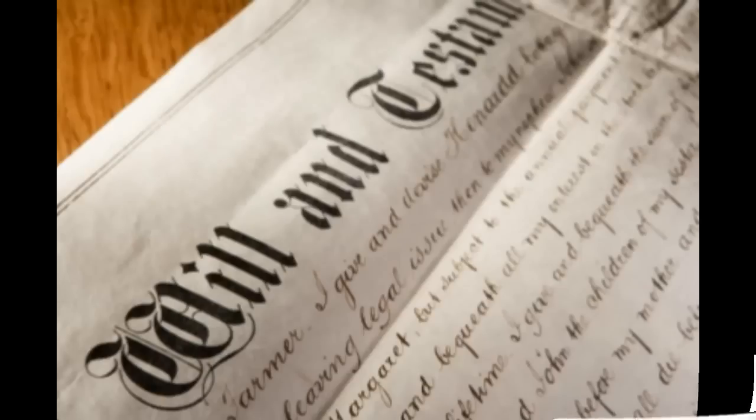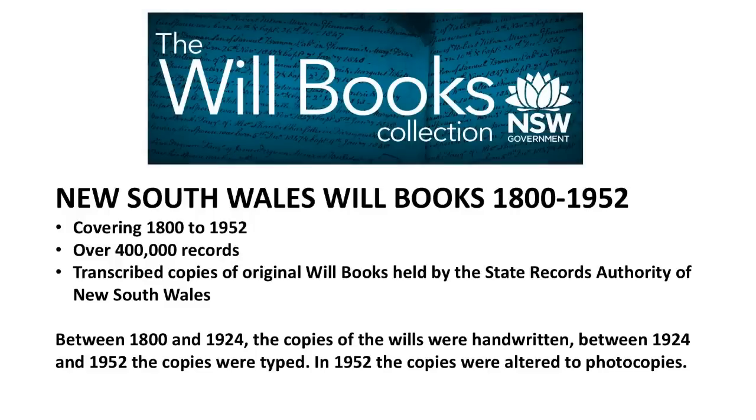For New South Wales, we have over 400,000 will books covering 1800 through to 1952, with most dating from 1846. Now, these will books are transcribed copies of original will books held by the State Records Authority of New South Wales. Between 1800 and 1924, the copies of the wills were handwritten, whereas between 1924 and 1952, the copies were typed. In 1952, the copies were altered to photocopies.